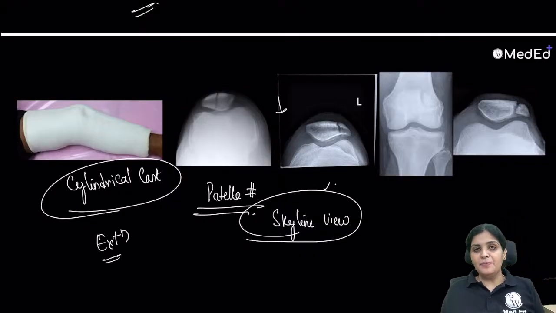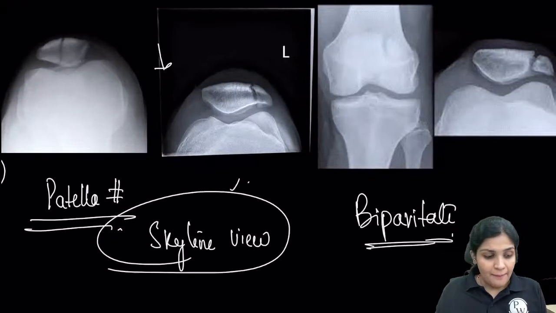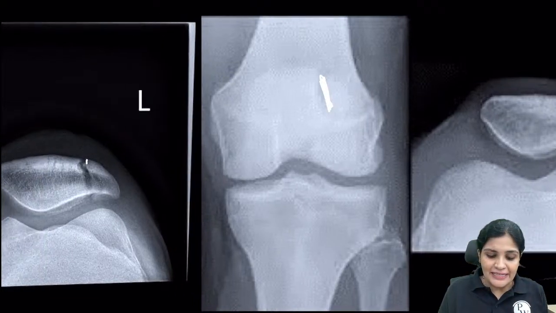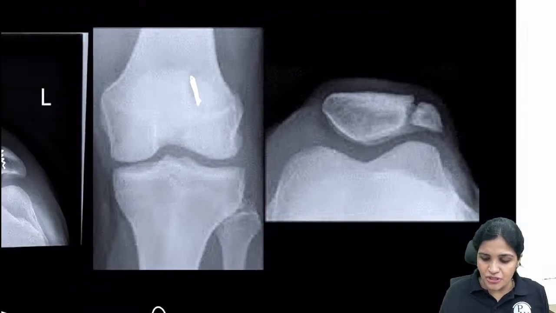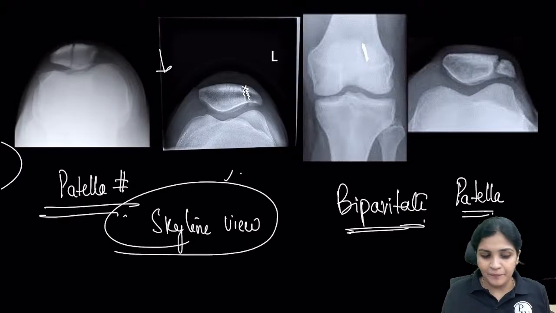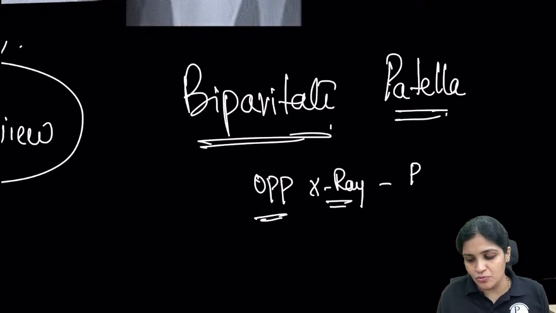And now recently in the NEET PG, they have asked about the bipartite patella. Usually this will resemble a fracture patella, but if it is a fracture, you will see the lines are irregular like this, right? So here the lines are not so irregular. Whenever it is a bipartite patella, the next line of management will be to go for the opposite knee X-ray. That means usually it is a bilateral condition.